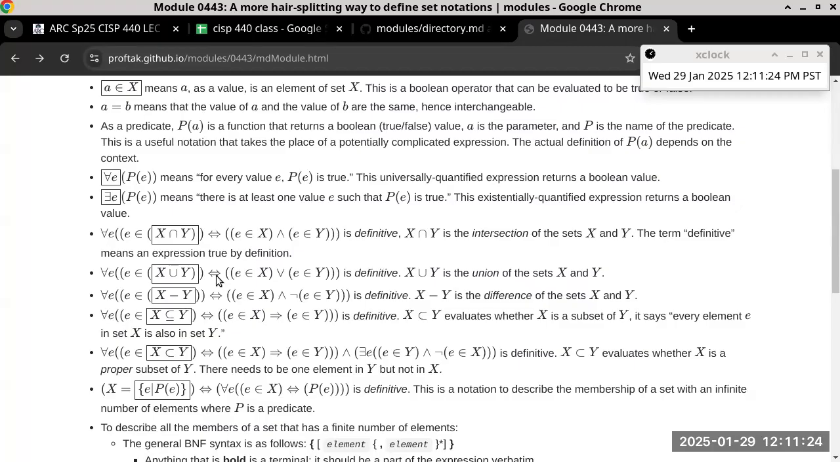This is a definition. So that means this entire quantified statement is by definition true. Every time you use this symbol here, this is what it means. So it is definitive, which means every time you use this symbol, any element, any value that is in x minus y has to meet this requirement. And anything that meets this requirement has to be in x minus y. It goes in both directions.